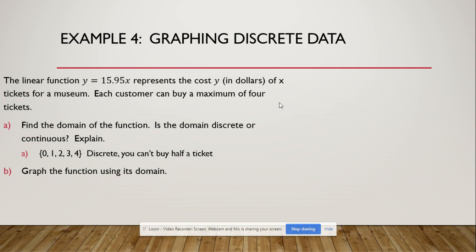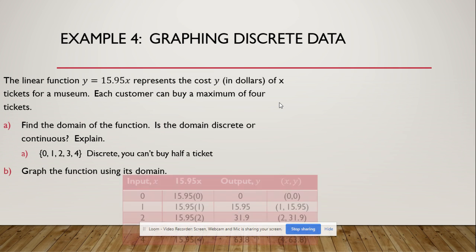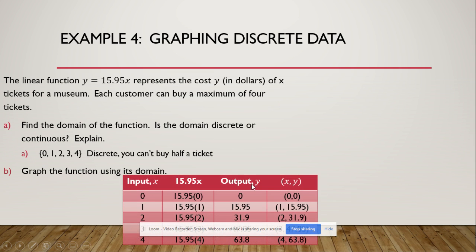Okay, next, we're going to graph the function using that domain. So one thing I do is I create this special input-output table. So I've got my inputs for x. Notice these inputs match perfectly the domain that I discovered from before, 0, 1, 2, 3, 4. Then I put them into the function, which told me what I do with all the inputs. Whatever the input is, I multiply it by 15.95. And that's what's being shown right here in the second column. In my third column, I'm finding all the output values.